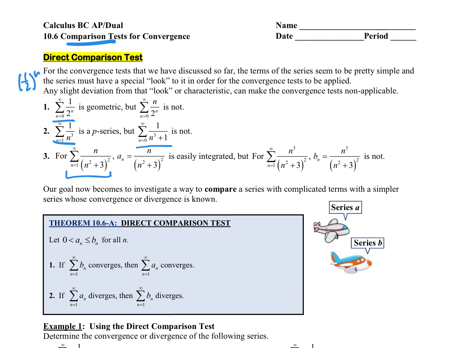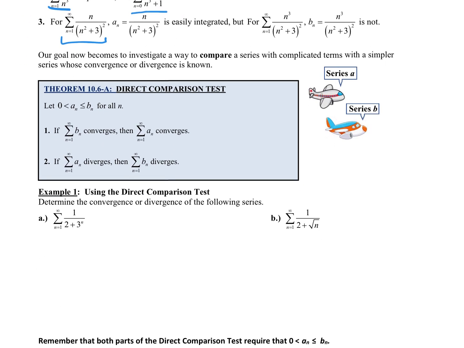Because if something looks similar to something else, that's not a bad thing, right? It might mean that they behave similarly, but we have to decide how similar they are. And there are two ways to do that. The first one is the direct comparison test. This one is the easiest in how it works, but it doesn't always work very well. There are times when it does not work, okay?